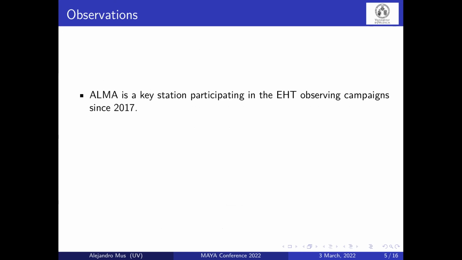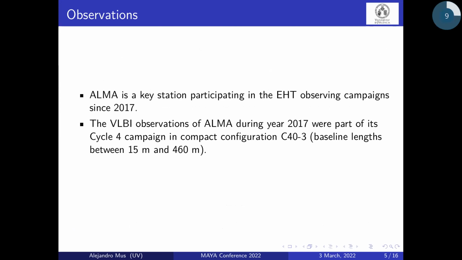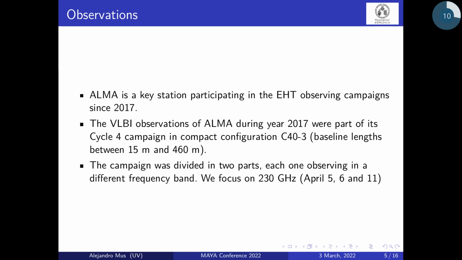Let's talk about the observations before entering into details. ALMA was and is a key station participating in the EHT. Without ALMA, M87 would not look like it does right now, or without ALMA, there would have been no polarimetry in M87. The VLBI observations of ALMA were part of the Cycle 4 campaign, and they were in compact configuration. The campaign was divided in two parts, but we are only focused here on the 230 GHz. So for the Galactic Center: April 5, April 6, and April 11.